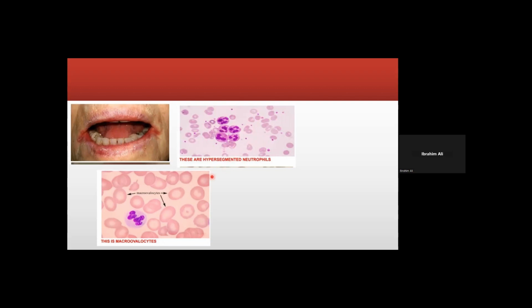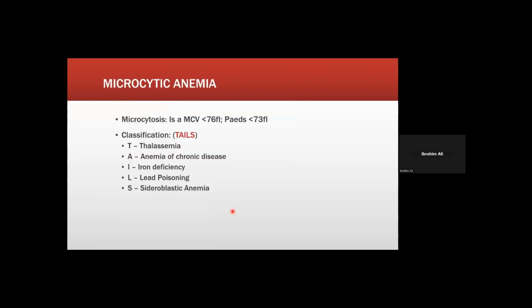Now, this one is also a macro-ovalocyte. I haven't put the one of the hypersegmented neutrophils and the red blood cells, but I will send you an image. Take a look, inshallah. Okay, so the next scope is to go through microcytic anemia.